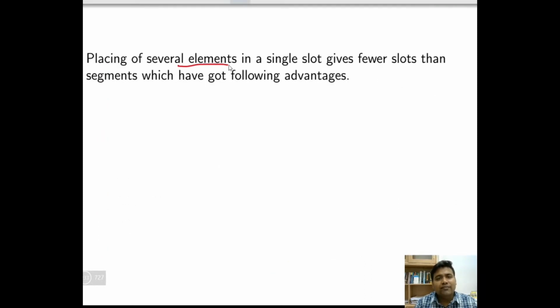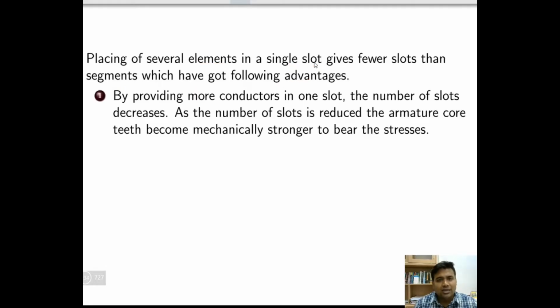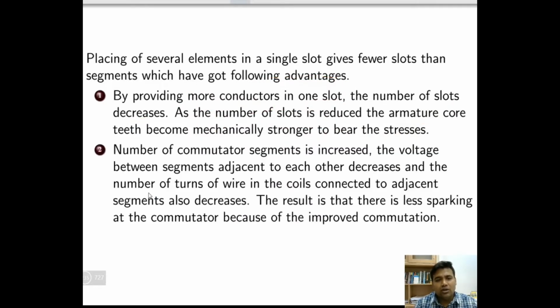Placing several elements in a single slot gives fewer slots, which has the following advantages. So what are the advantages of placing more conductors in one slot? The number of slots is reduced. The armature core teeth become mechanically stronger to bear the stress. So slots will decrease and the core will become mechanically stronger. The number of commutator segments is increased. So commutator segments will increase.